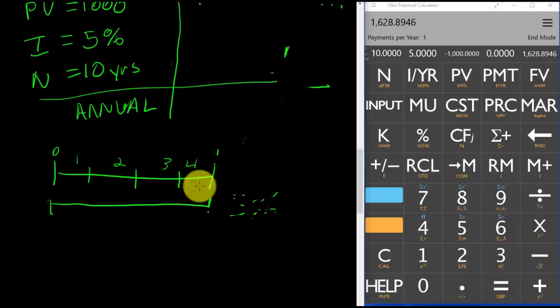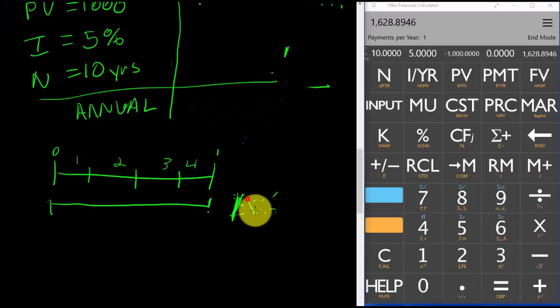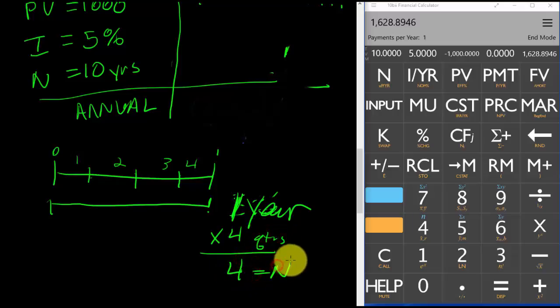If I'm looking at the entire period, I'm looking at 1 year here. So I'm going to put 1 year. But I'm not doing it over 1 year. I'm not compounding over 1 year anymore. I'm compounding 4 different times. 1, 2, 3, 4 different times. And so what I want to do is I want to multiply my 1 year times the 4 times that I'm compounding, my 4 quarters, and I get 4 equals to my new N.